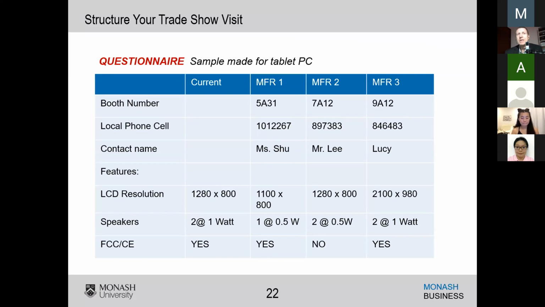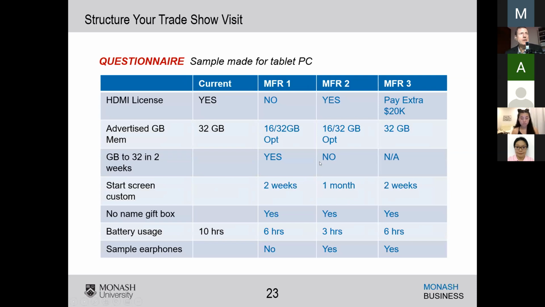This is what I told buyers. When you go around the trade show, do exactly what you did in the first hour tonight. That is, you have all of the different features of your product on the side. Here's an example of a tablet PC. This is what I did at one trade show: LCD resolution for manufacturer 1, 2, and 3. The speakers, how many watts? FCC, CE, that's the certification for USA and Europe. Yes, no, yes. The contact name, the booth number, and then we can go further.